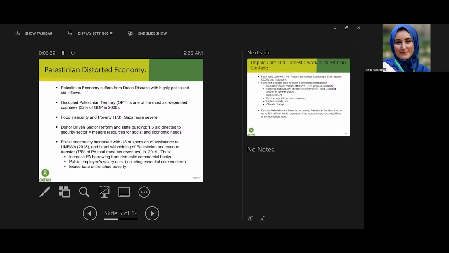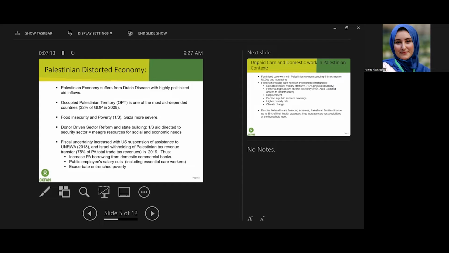Now, that resulted in the PA borrowing more from domestic commercial banks, but also in cuts in public employee salaries, including essential care workers. If you look at the case of the OPT, you will find there is very high dependency of Palestinian households on wage salaries coming from public employees, not only for the immediate family, but also with the public employee supporting his extended family. So that resulted in exacerbation of the entrenched poverty trap that Palestinians are suffering from.